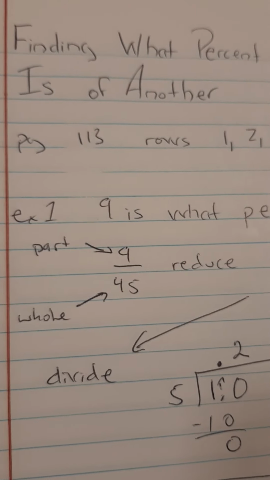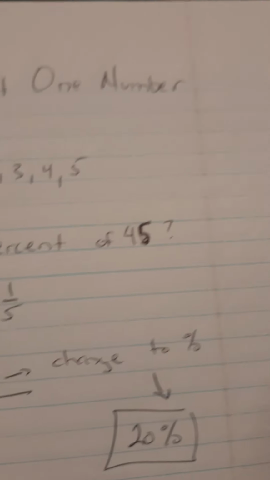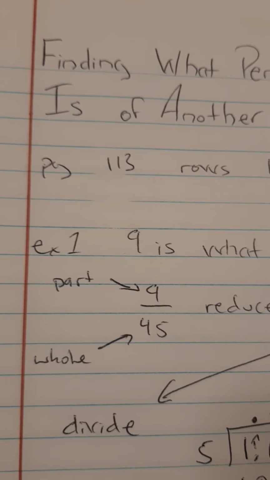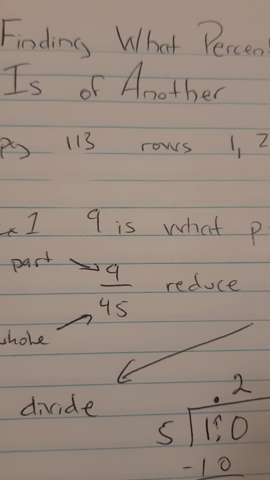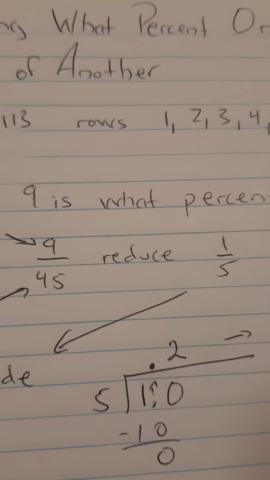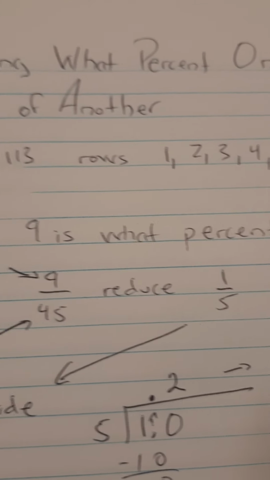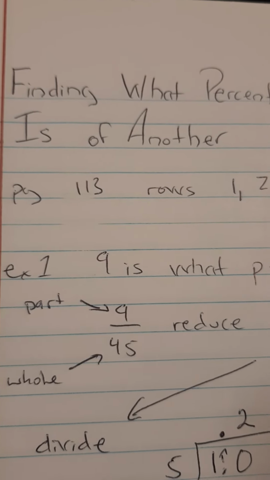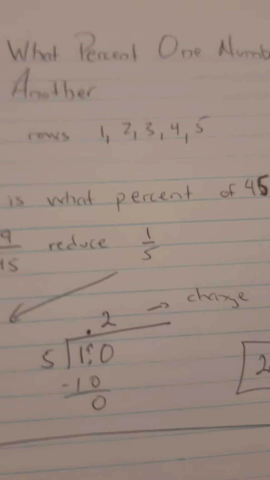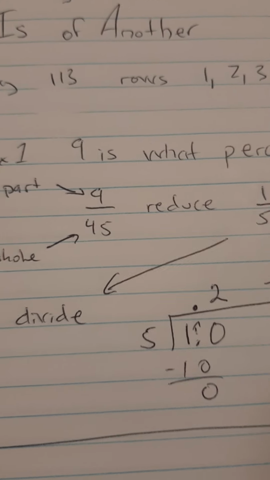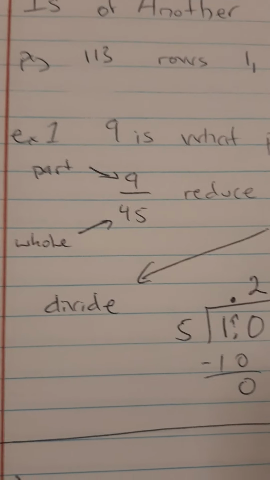Today we're going to talk about finding what percent one number is of another. This is on page 113. So this is not as difficult as it sounds. It sounds kind of convoluted, finding what percent one number is of another. But let's just go over example one first before we get into some problems, and then I'll do some problems with you. And there are plenty of other things left over from there that we can work on as well.